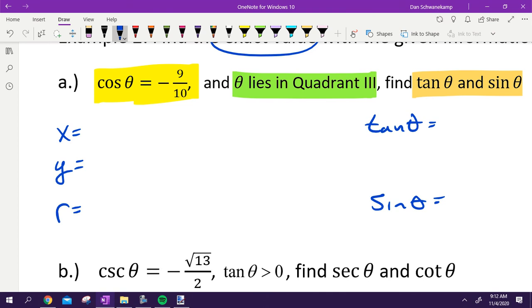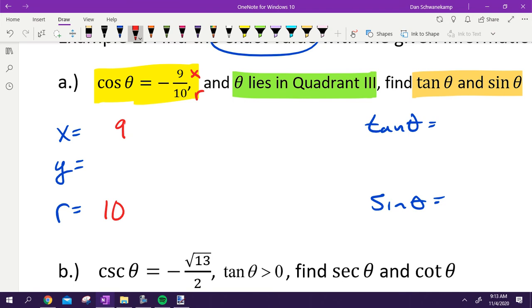Anybody got an idea of how we can come up with x, y, or r based off of what they told me? Cosine. Cosine of theta is negative 9/10. Well, what does cosine mean? X over r. So that means my x is 9 and my r is 10. There's a negative sign there.